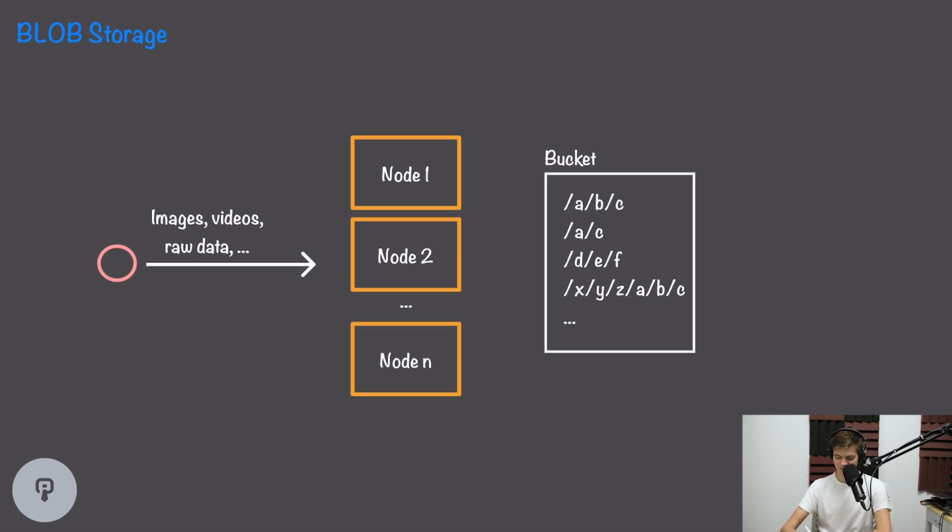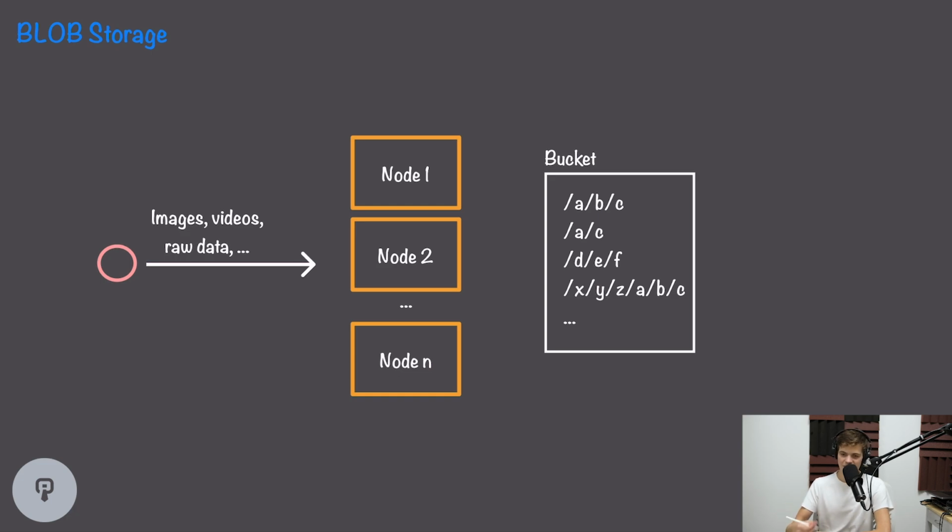So at its most basic level, a blob storage system consists of a set of servers, and we can send raw files such as images, videos, or raw data off to these nodes, and the way that these nodes store the data is in a format of buckets, where a bucket just holds a big pile of files and each file has its own name. The name or key is usually delimited with slashes so that we can organize files effectively, but really this is just a name.